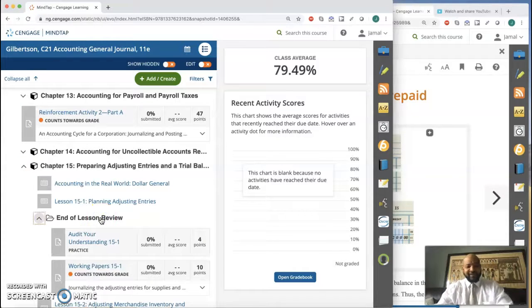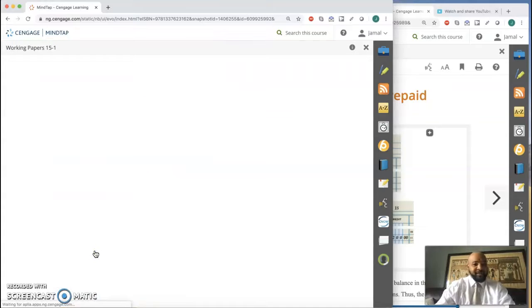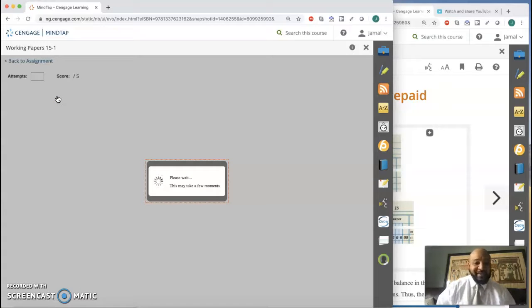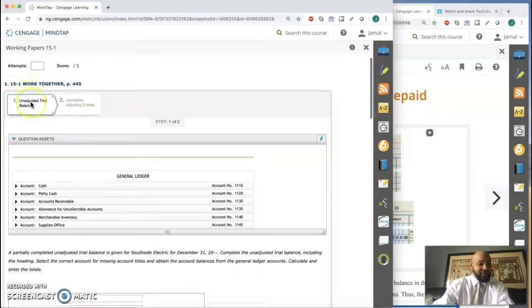We're going to go to end of lesson 1, and we're going to go to our working papers, of course. In our working papers, we should see work togethers and on your own. So there's 15.1, work together. I do apologize for my internet. I'm in a different part of my room, and internet is just bad here. Let's look at the instructions.